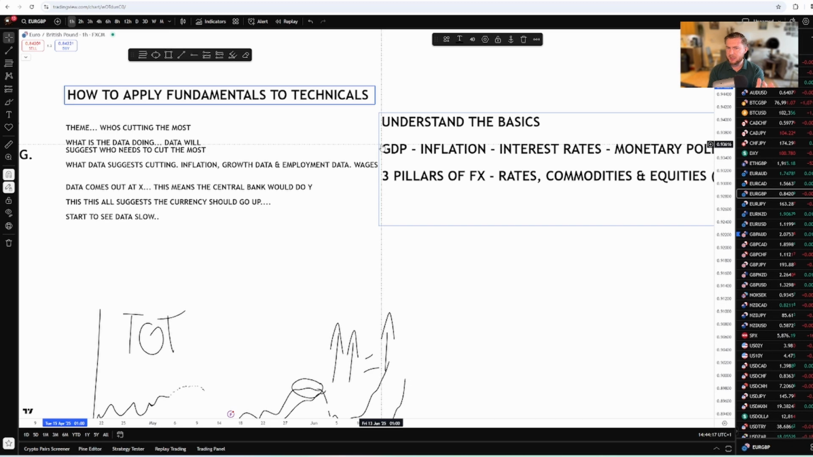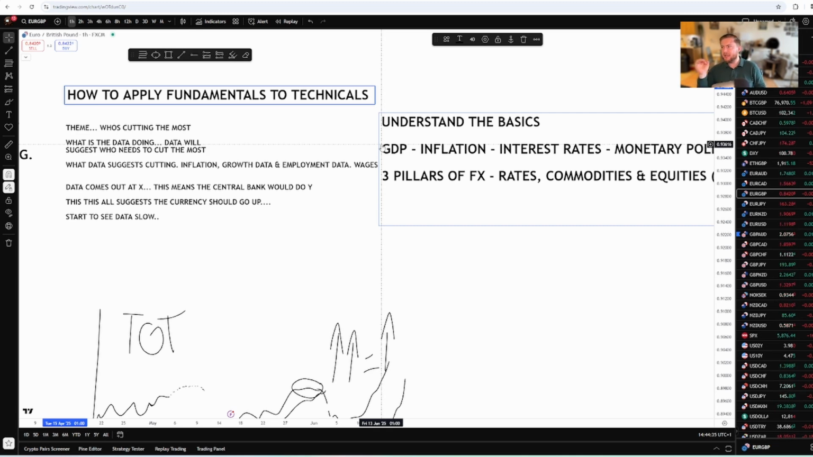It's the same with fundamentals. Don't just get the basic stuff of what is GDP or what is inflation. Dive deeper. It will take a bit of work, but nobody said trading is easy. What are interest rates? And of course, what is inflation? And then what is monetary policy?